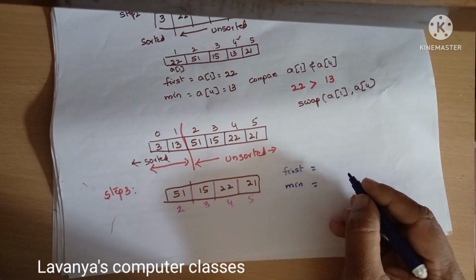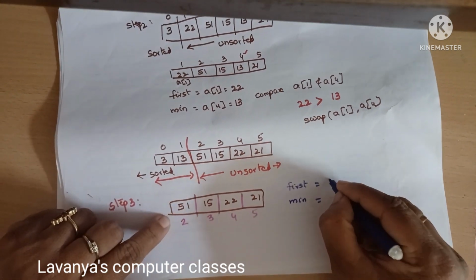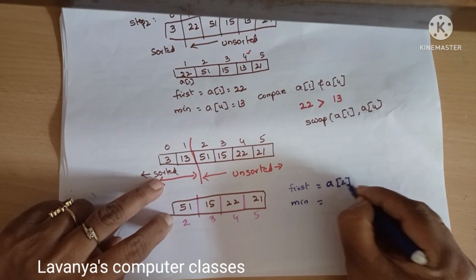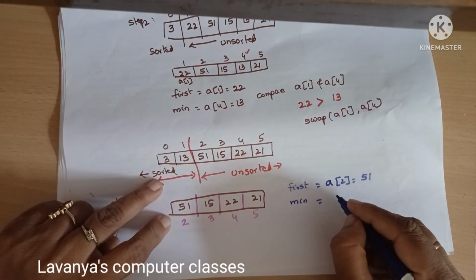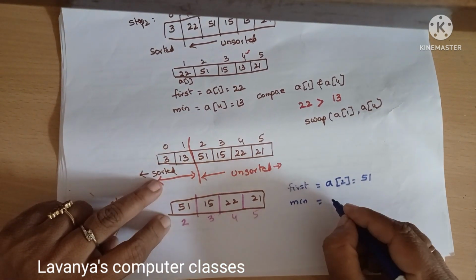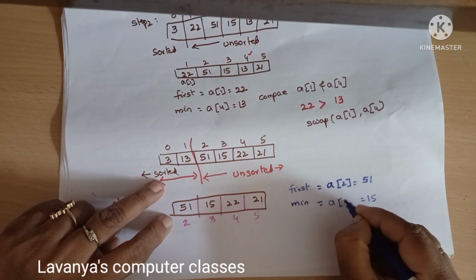One is the selection of the first element and the selection of the minimum element. So what is the first element in this? That is in the A of 2 position. The element is 51. Then again, the minimum element. What is the minimum element? In this, the minimum element is 15. That is in the A of 3rd position.